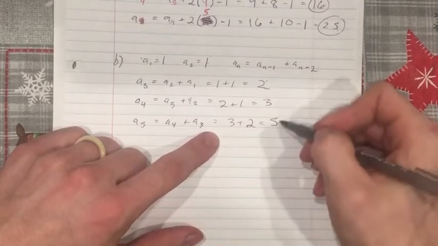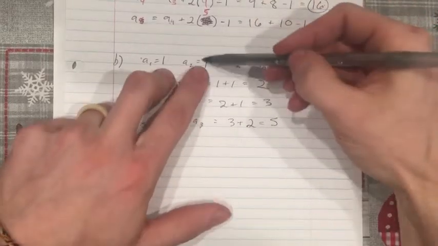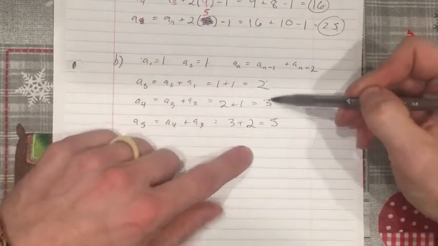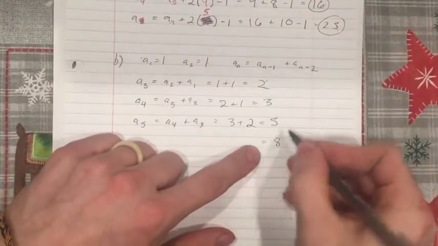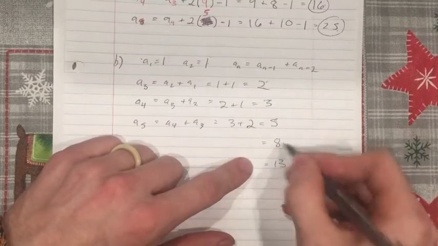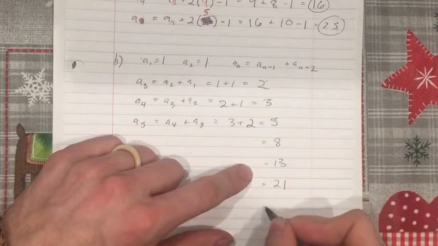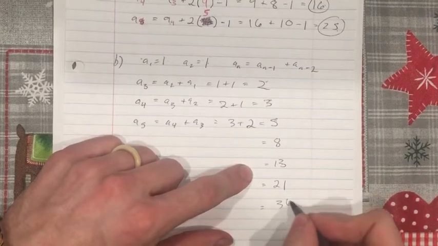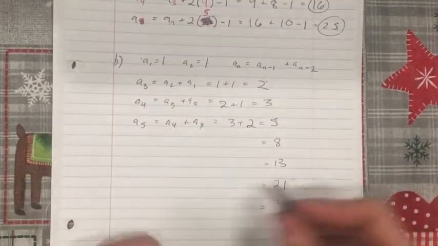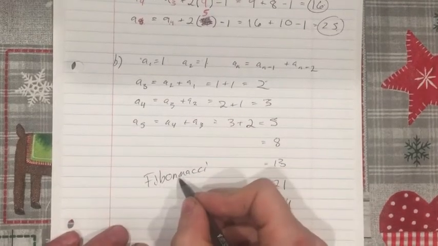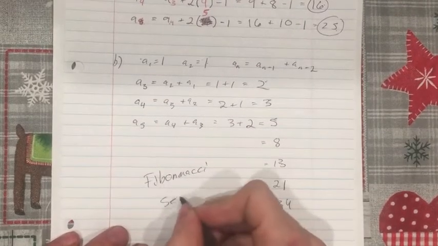Okay, so you start to see our pattern here. 1 plus 1 is 2, 1 plus 2 is 3, 2 plus 3 is 5, 3 plus 5 is 8, 5 plus 8 is 13, 8 plus 13 is 21, 13 plus 21 is 34, and so on and so forth. This is called the Fibonacci. I think that's how you spell it, maybe just one N, Fibonacci sequence.